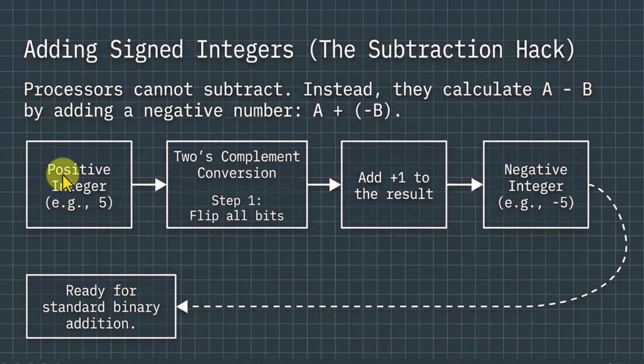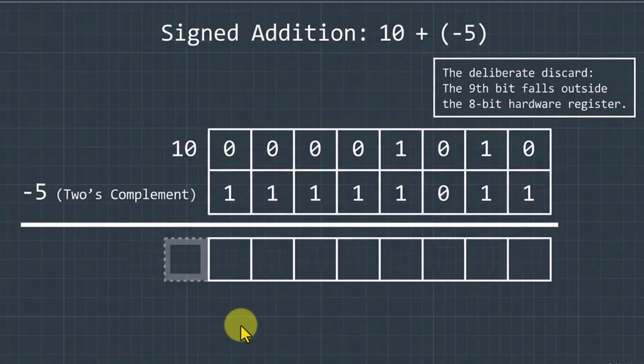Positive integers, example 5. After the 2's complement conversion, step 1: flip all bits. Write the positive one, then flip it, then add 1 to get the result. So you will have the negative integer of that. Then for doing this subtraction as well, we are ready for standard binary addition after that. Again, we'll be working on examples on this so you can understand them better and better.